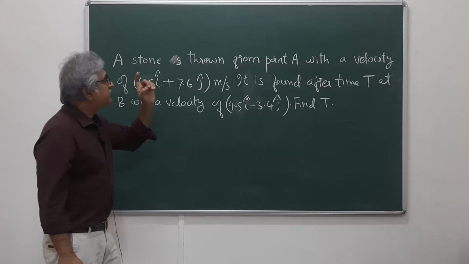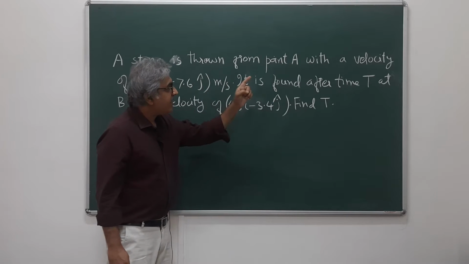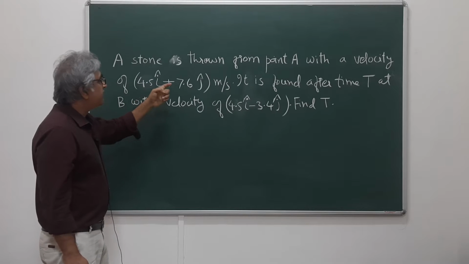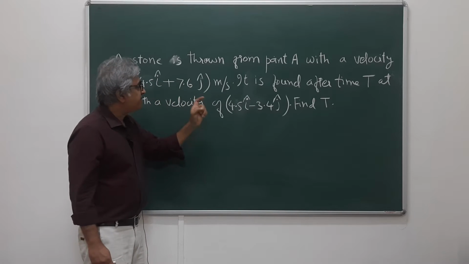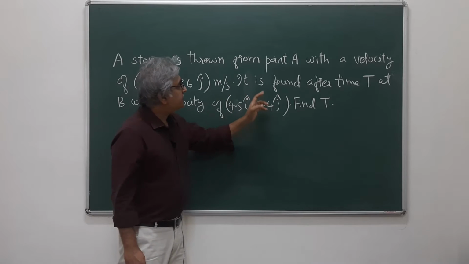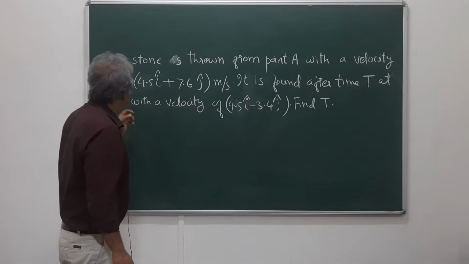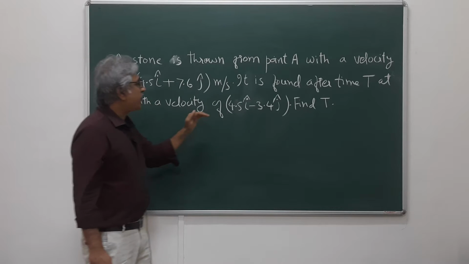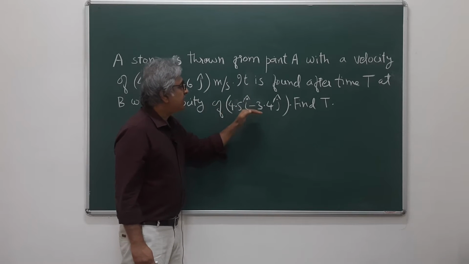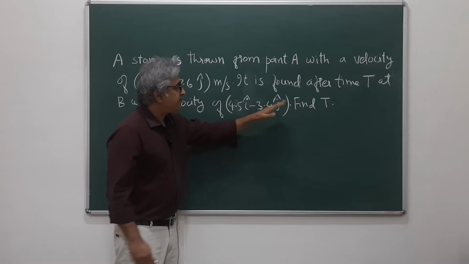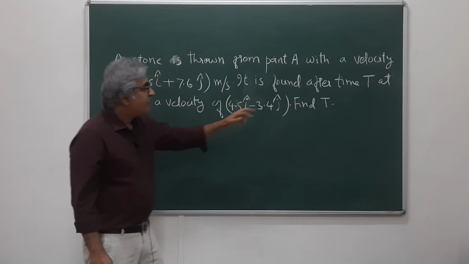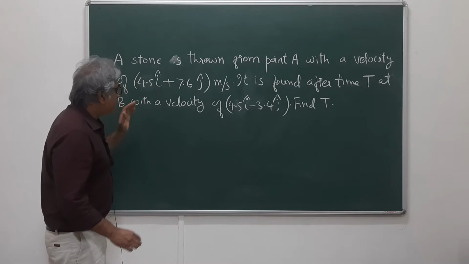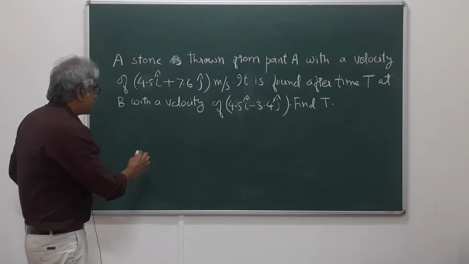A stone is thrown from point A with a velocity of 4.5 i cap plus 7.6 j cap meters per second. It is found after time t at point B with a velocity of 4.5 i cap minus 3.4 j cap, again in meters per second. Find time t. Okay, now see, this is what you are told. Let's quickly make a sketch.